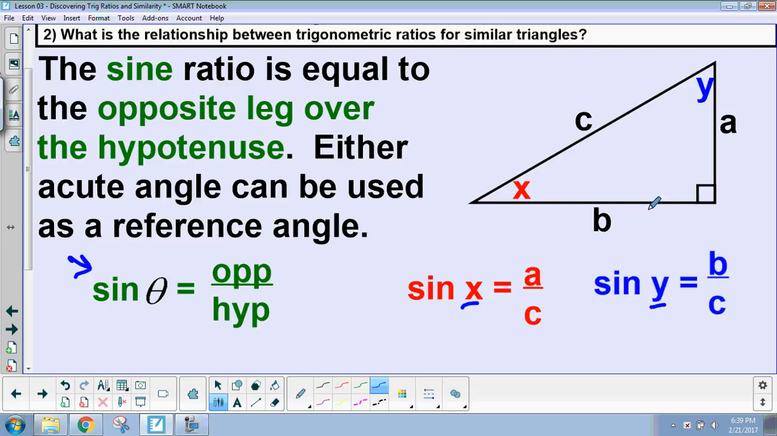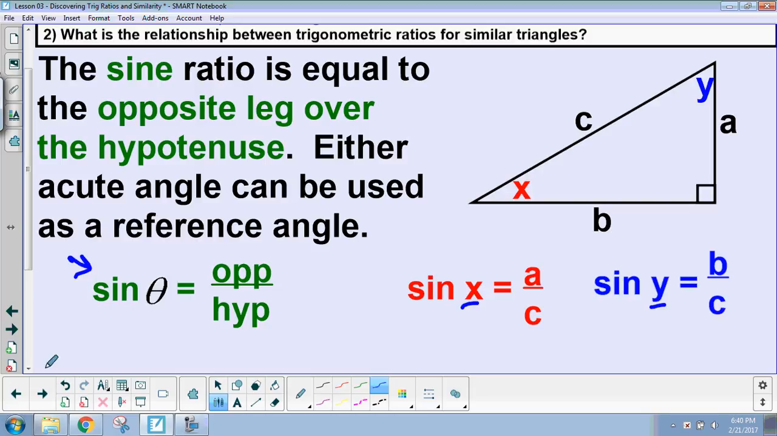And you have to see that in order to get this. Again, if I was at the x, opposite would be A over hypotenuse. If I was referencing the y, B would be opposite over C. So go ahead and jot this down. Then we're going to move on to the next one. Pause it if you need to.